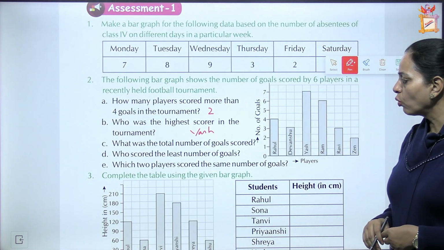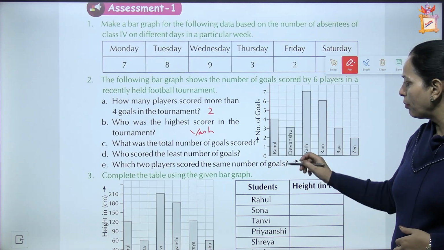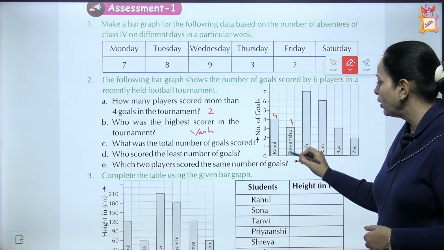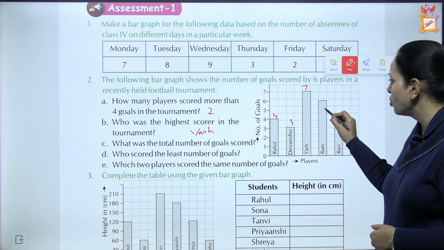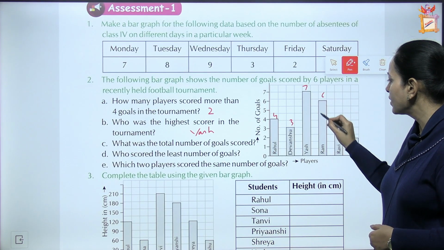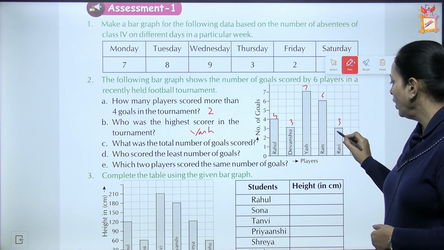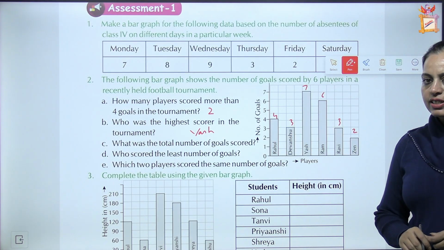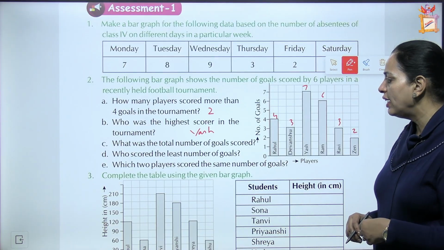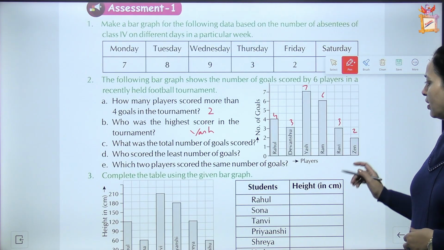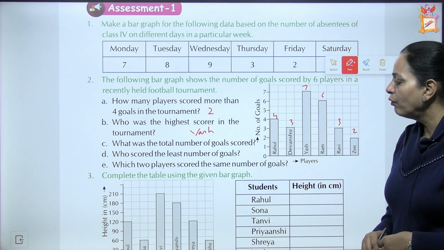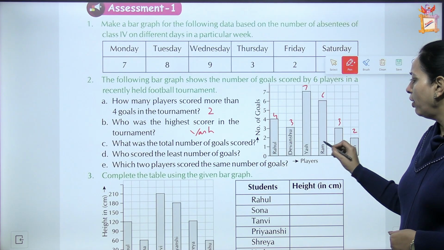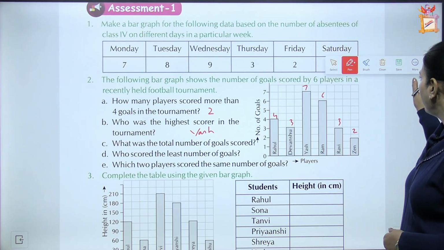Okay, and what was the total number of goals scored? तो आप number of goals count कर सकते हैं, like 4 by Rahul, 3 by Devanshu, 7 by Yash, Ram ने 6, Ravi ने 3 and Zen ने 2. So like this. Now you can add it, right? Now who scored the least number of goals? सबसे कम Zen ने, right? And which two players scored the same number of goals? Same, Devanshu and Ravi. So I hope this is very much clear to you.